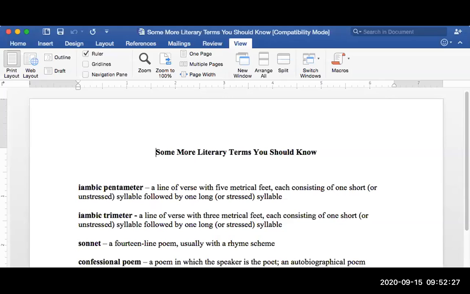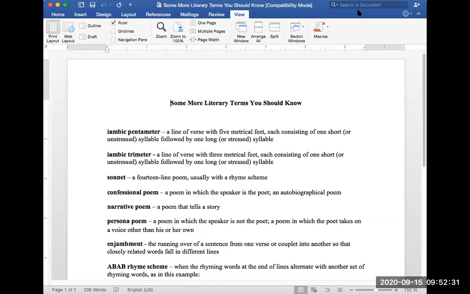A few more literary terms you should know. Let me see if I can bring this one up. Iambic pentameter, I talk about in the video on what is formal poetry. Same thing with iambic trimeter, so I'll let you watch that video to understand those 2 things. A sonnet is a 14-line poem, usually with a rhyme scheme. Shakespeare wrote a lot of sonnets. We're going to read a few a little later.